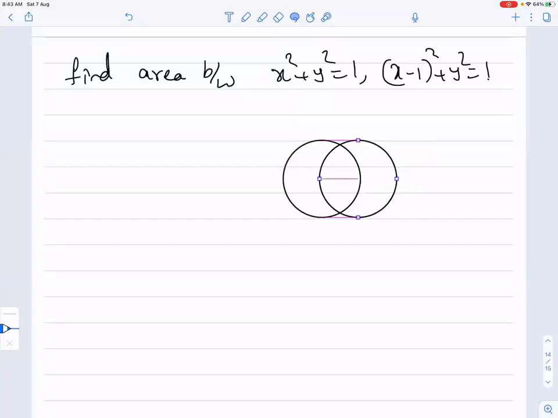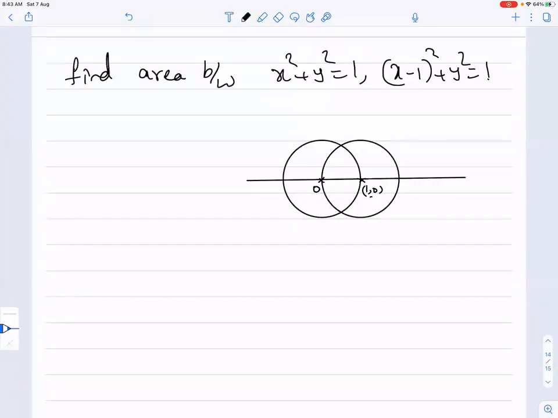Meaning, the first circle has center origin, radius 1. The second circle has center (1, 0) and radius 1. This is the x-axis and next one is the y-axis. Now, where they meet, that is what we need to find out. We need to find out the area between them, right?